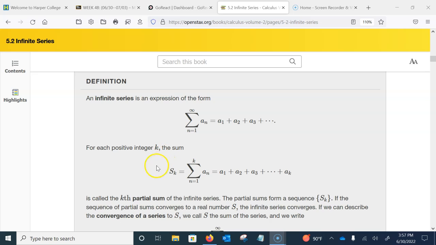Now, the infinite series is said to converge if and only if these partial sums converge to a real number. So if the limit of s sub k as k goes to infinity equals some number s, then we can say that the infinite series converges to that number s. All right, now that we've got this definition, let's look at some examples.